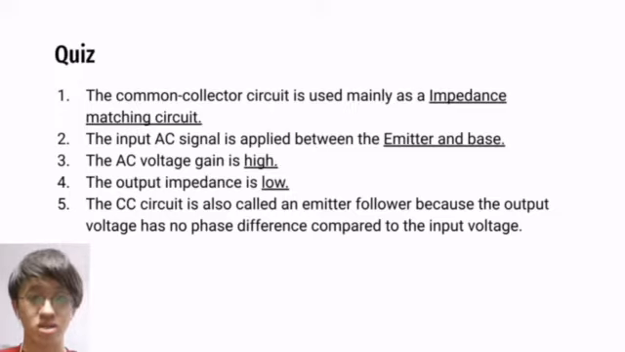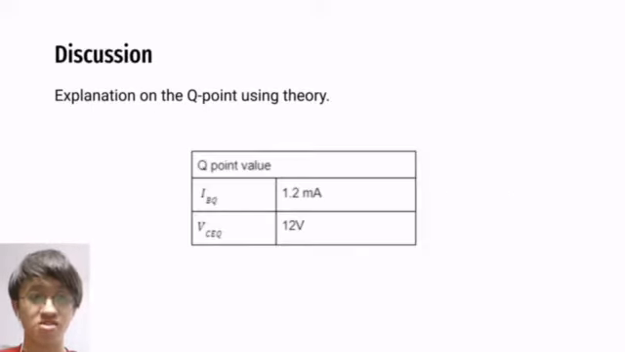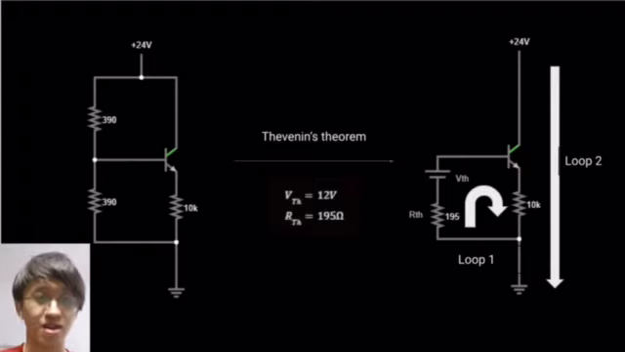Next, going into the discussion, we would like to give an explanation using theory on the Q point that we got on the graph. From the graph, we get that IBQ equals 1.2 milliamperes and VCEQ equals 12 volts. By using Thevenin's theorem, we can reduce the DC analysis on the left into the circuit on the right, with Thevenin voltage equal to 12 volts and Thevenin resistance equal to 195 ohm.